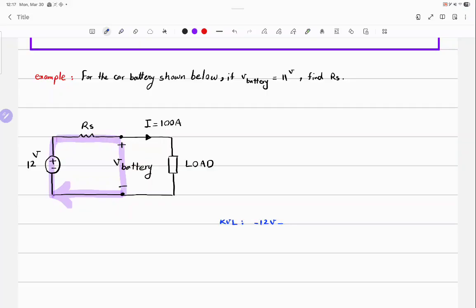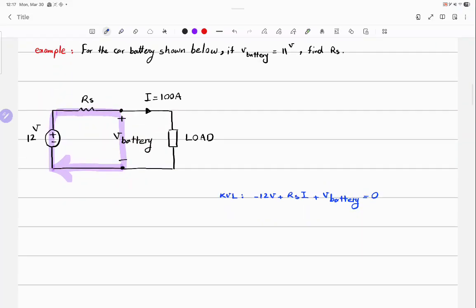Negative 12 volts plus R S I plus V battery is equal to 0. See, I'm writing V battery with a positive sign. Why? Because with the direction that I'm using, I enter from the positive terminal and exit from the negative terminal. So I write it in positive. So from here, substitute every value that you have, and this is the value of Rs that you get.